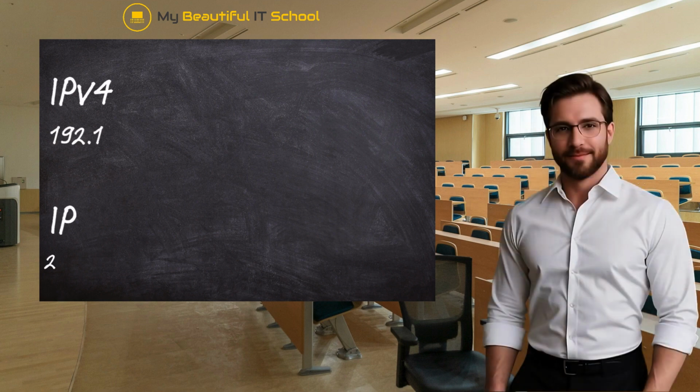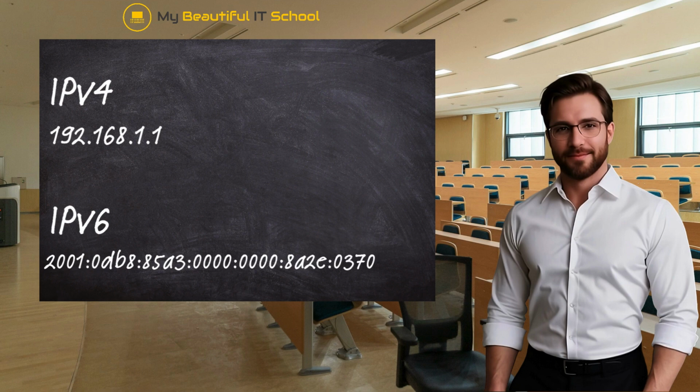What does an IP address look like? Good question, Lisa. An IPv4 address is typically written in decimal format as four numbers separated by dots like this, 192.168.1.1. Each number ranges from 0 to 255. IPv6 addresses, on the other hand, are written in hexadecimal and separated by colons like this.